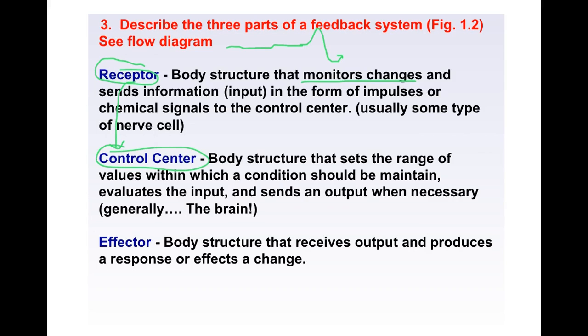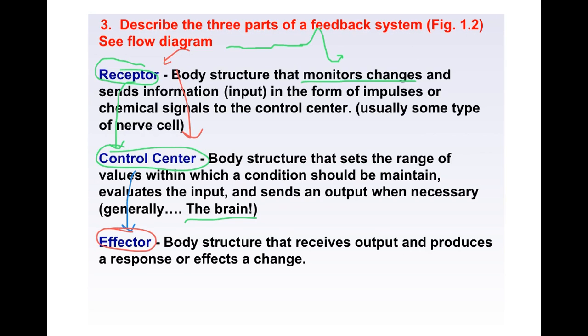And this is usually the brain. It is the control center that is going to decide how to best get the body back into homeostasis. Some stimulus is getting us out of it. Our receptors have detected that. They sent that signal to the control center. The control center decides what to do and sends that signal to the effectors.